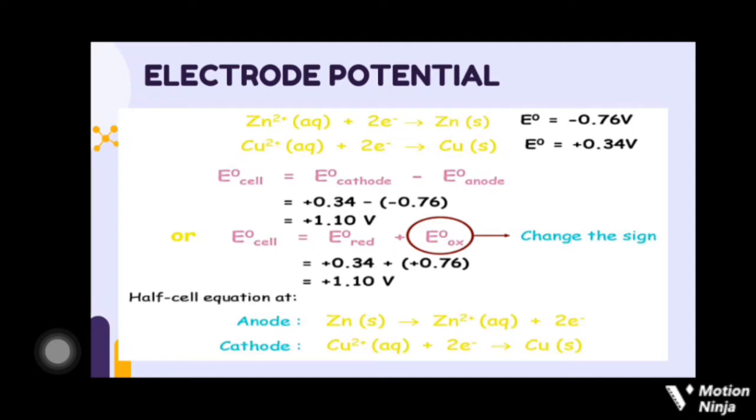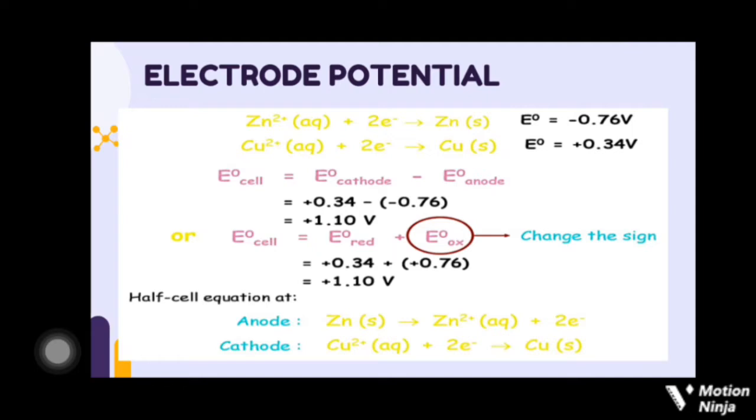Below, we are given the half cell equations at the anode and cathode. The half cell reaction can be interchanged, can be reversed. It differs on the position or the role of that cell reaction. Is it anode or cathode? Is it reduction or oxidation?